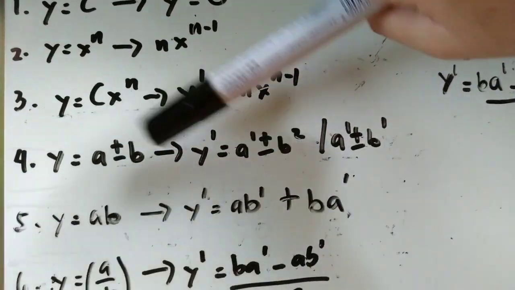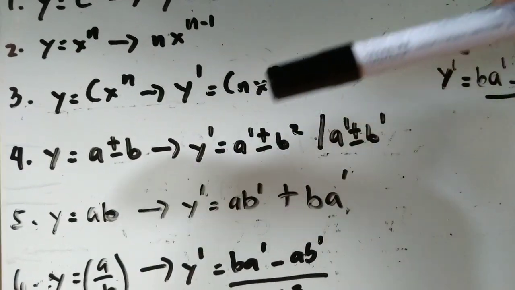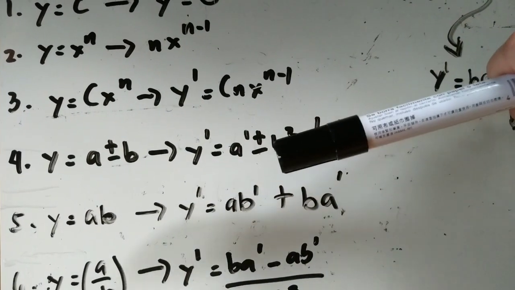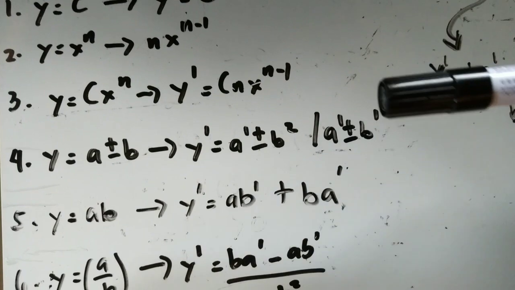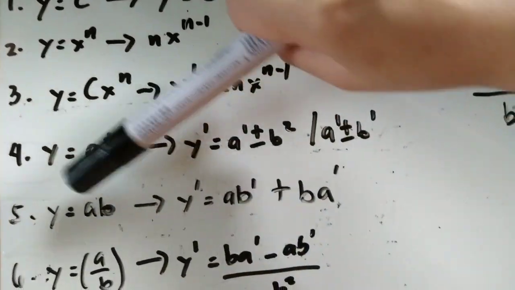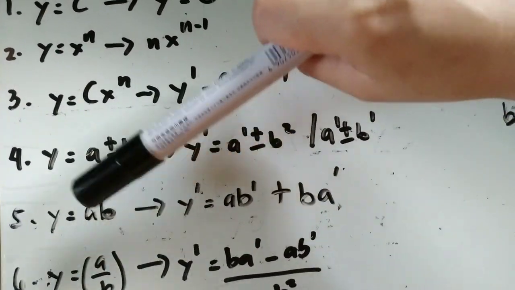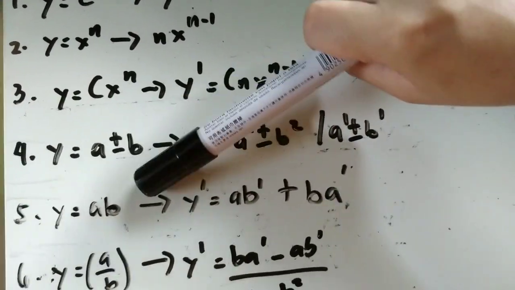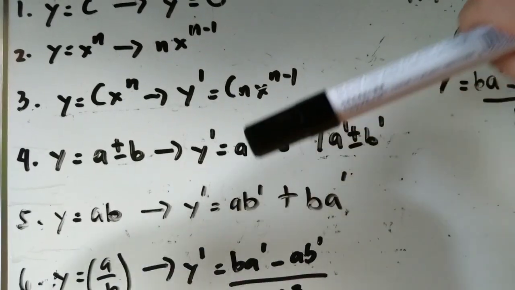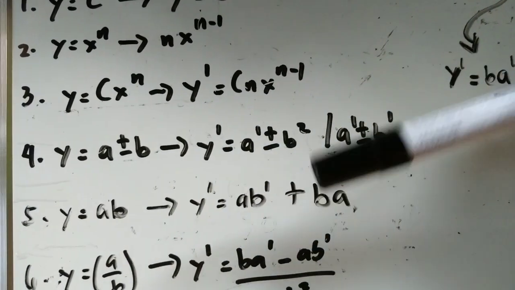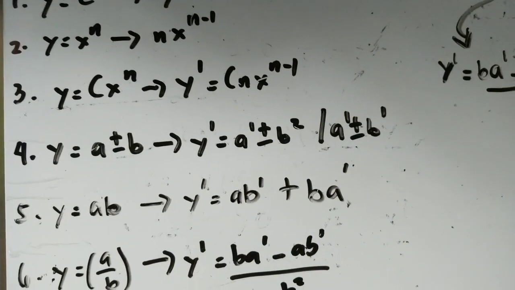So the derivative of this is y prime equals a prime plus or minus b prime. The number 5, we have y equals a times b. This is called the multiplication rule. So the derivative of this is y prime equals a times b prime plus b times a prime.